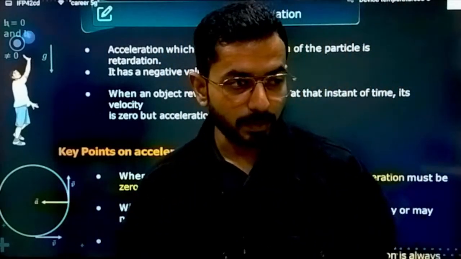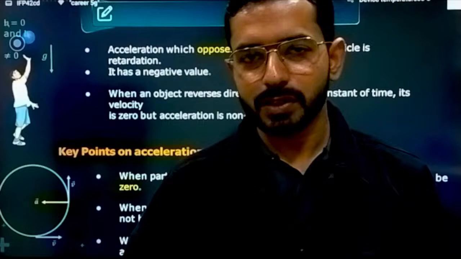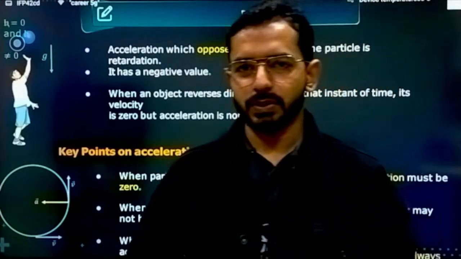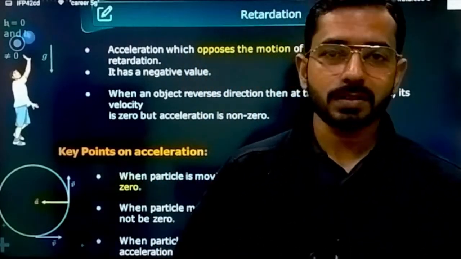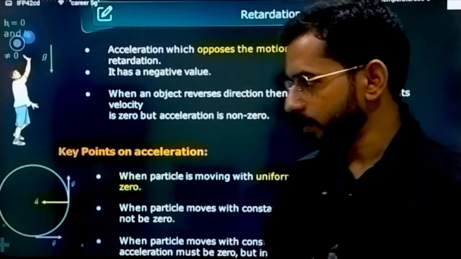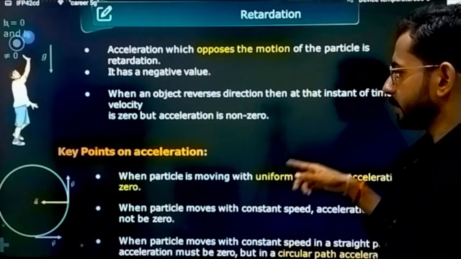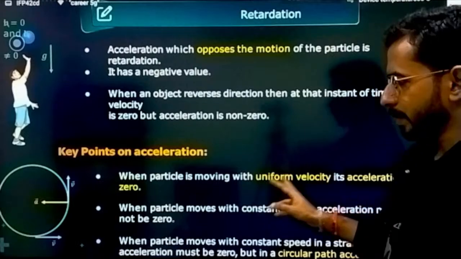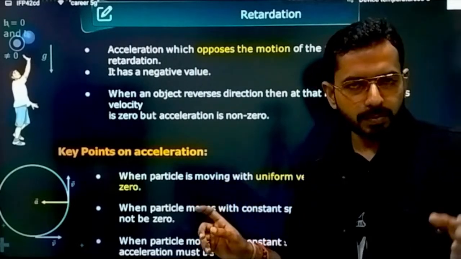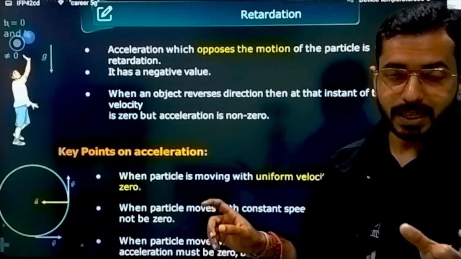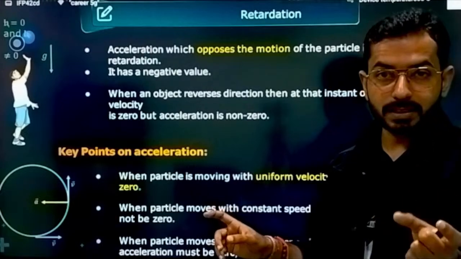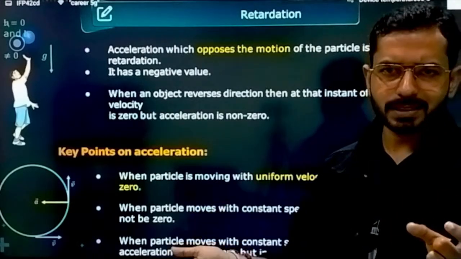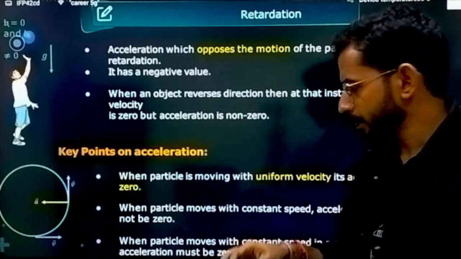U-turn questions sometimes become very important. In good conceptual questions, not only formula-based questions, U-turn questions will come from the retardation concept only. Correct. Key points about acceleration: when a particle is moving with uniform velocity, its acceleration must be zero. If anywhere it is mentioned that it is moving with uniform velocity, it is indirectly given that acceleration is zero, because any acceleration is going to change the velocity.